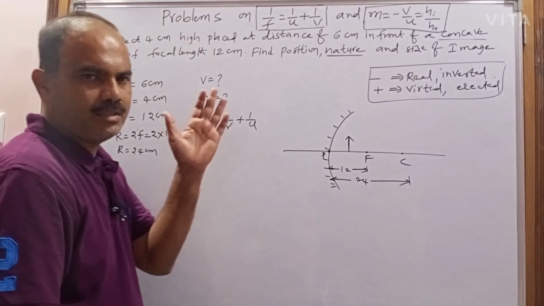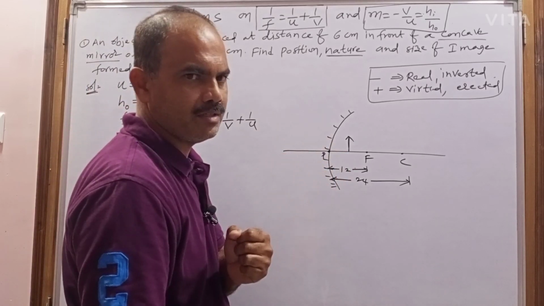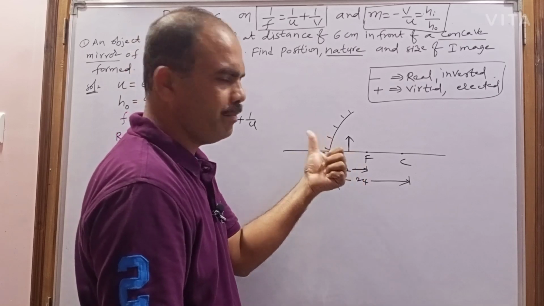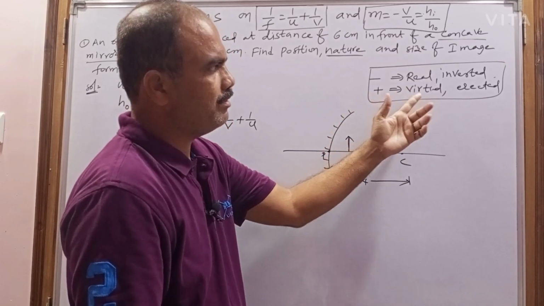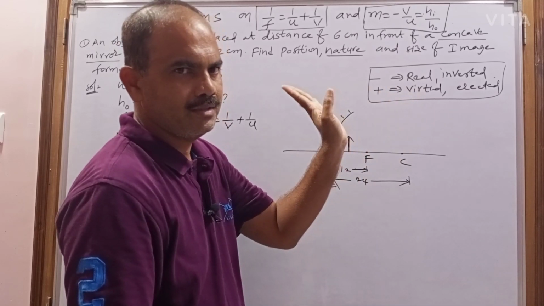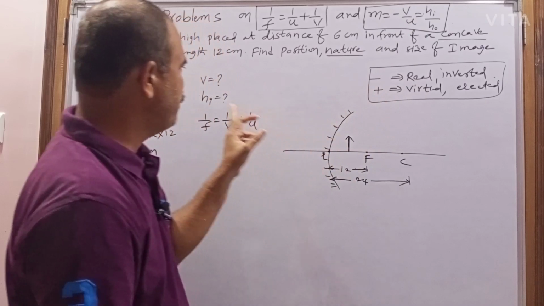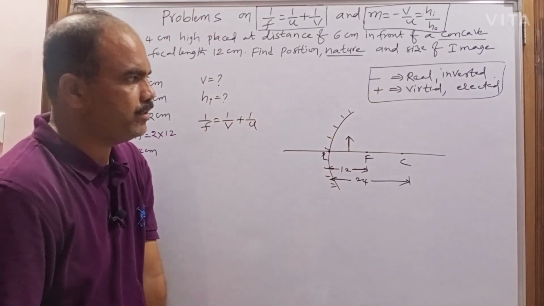When you know the different types of images formed by the mirror, you can guess which type of image this is. It is a virtual and erect image, and it can form behind the mirror. So already you get the nature: virtual and erect. To get the virtual and erect image, the V must become plus. Then only you get the virtual erect. So that I am going to find out.